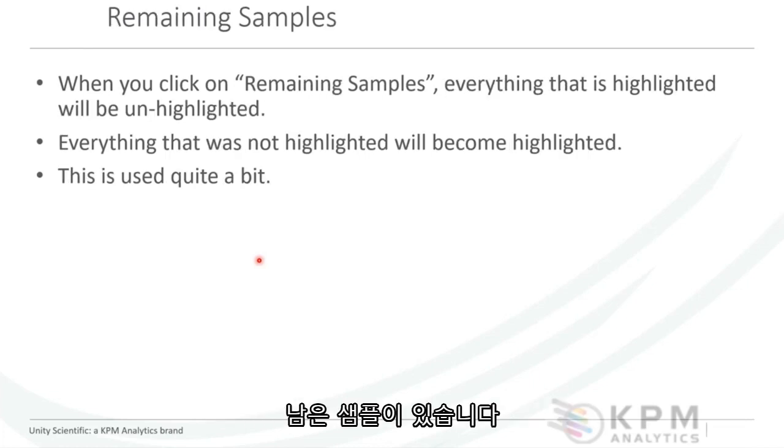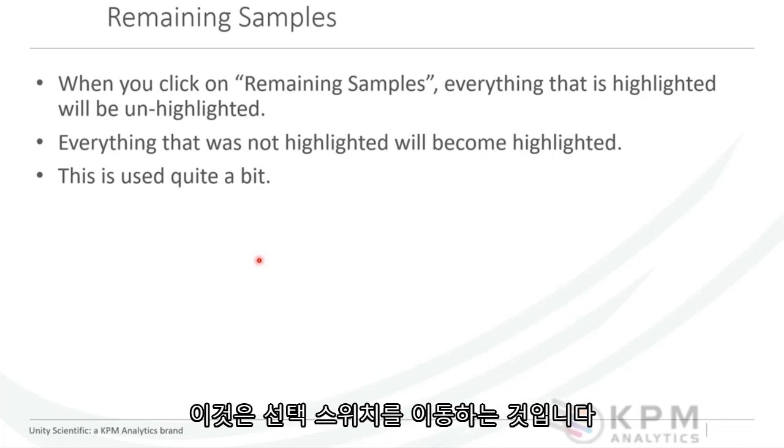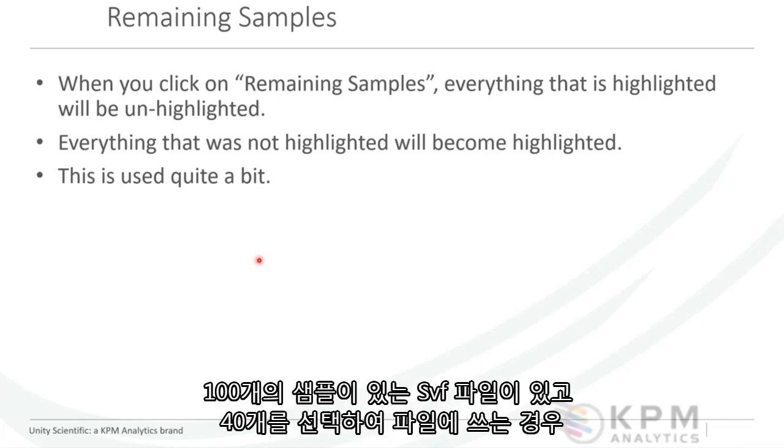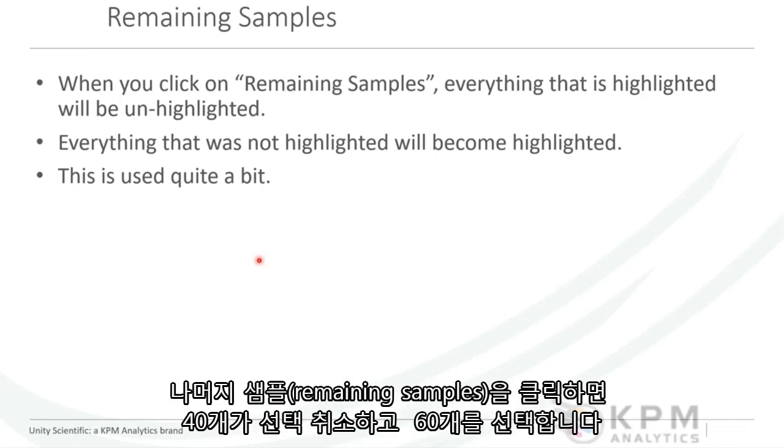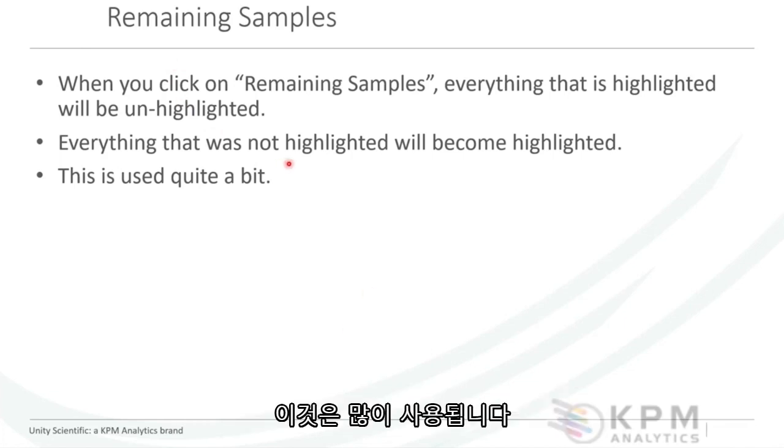And remaining samples. This is just toggling the selection switch. So if you've got an SVF file that has 100 samples and you select 40 and you write them to a file, if you click on remaining samples, it will unselect the 40 and it will select the 60. This is used surprisingly quite a bit.